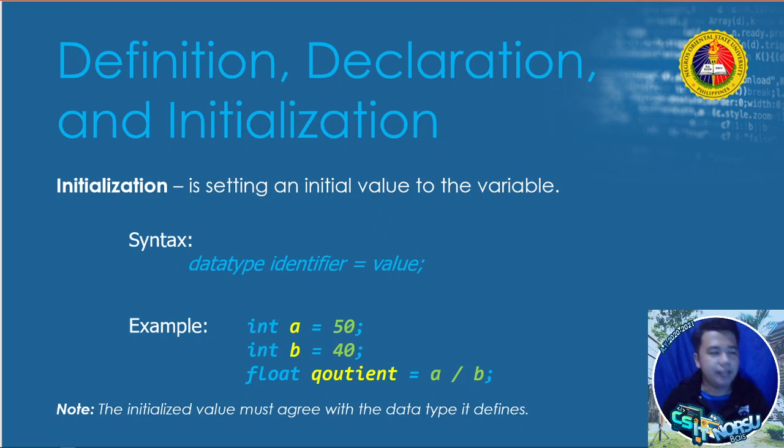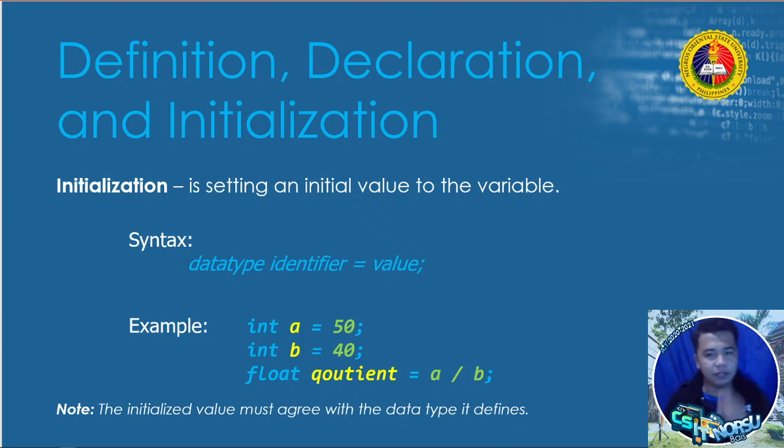Now, next is initialization. Initialization is setting an initial value to the variable. So we will use variable initialization if we want to set an initial value to the variable. To do so, define the data type, such as character, string, and so forth, then declare the identifier, then add the value. It is important to note that the value must agree with the defined data type.